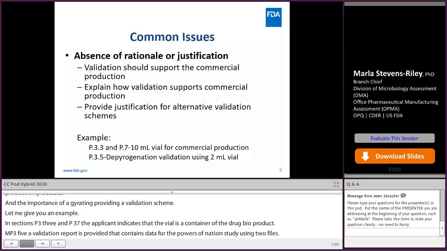Does the reviewer assume the applicant submitted the study in error? Does the reviewer assume the 2 ml vial is the worst case vial? The reviewer must request clarification.